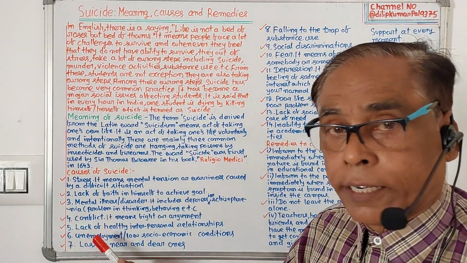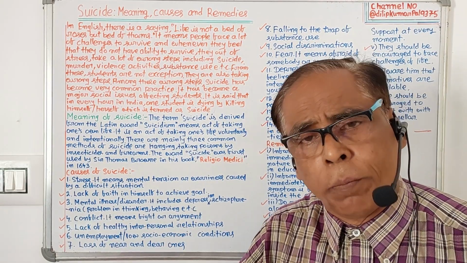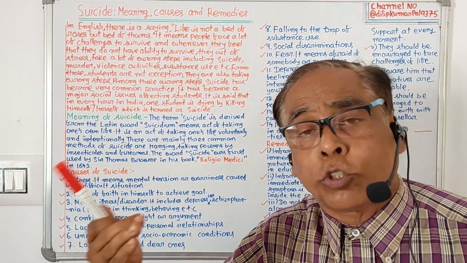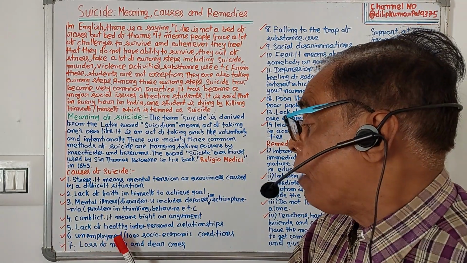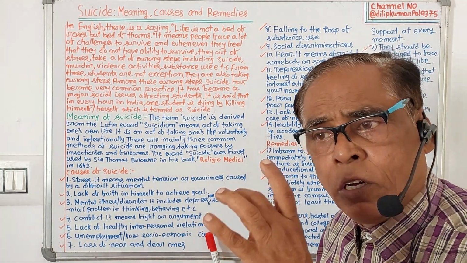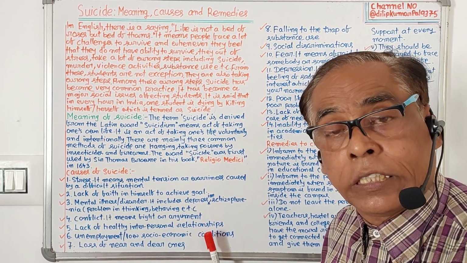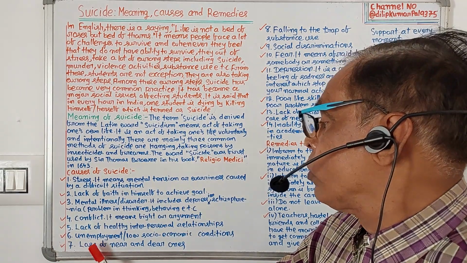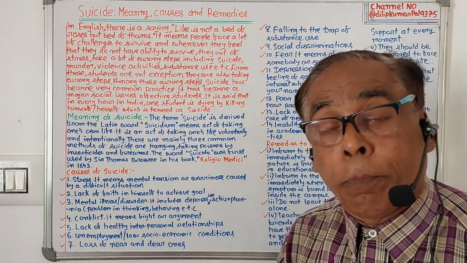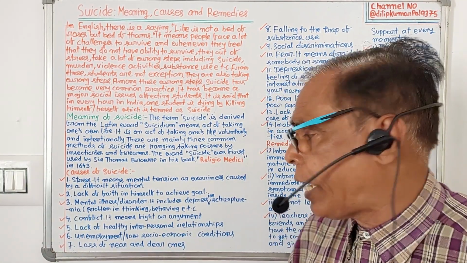Number four, conflict. It means fight or argument. Whenever a person fights with somebody or has an argument with somebody, at that time also he opts to commit suicide. Number five, lack of healthy interpersonal relationship. Whenever a person does not have a good relationship with others, it is also a factor which forces him to commit suicide. Number six, unemployment or low socio-economic condition. Unemployment or low socio-economic conditions also force a man to commit suicide.